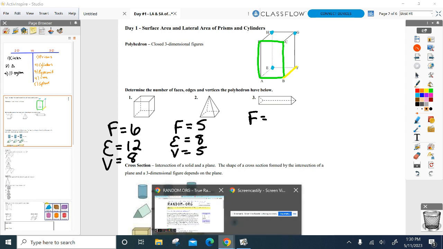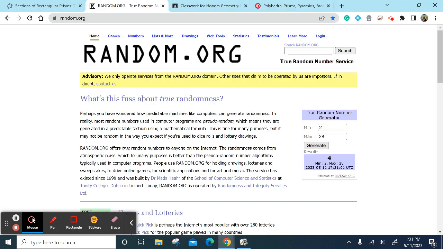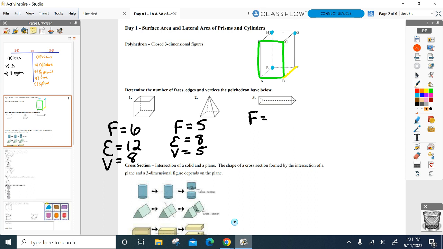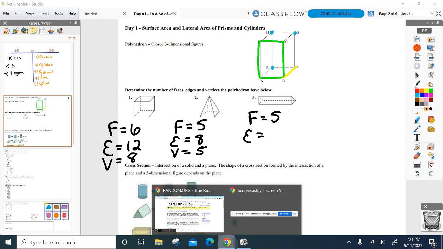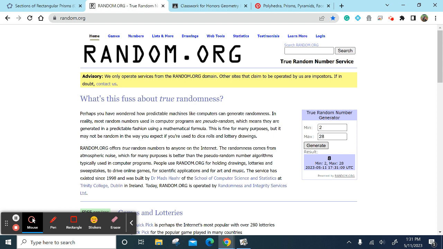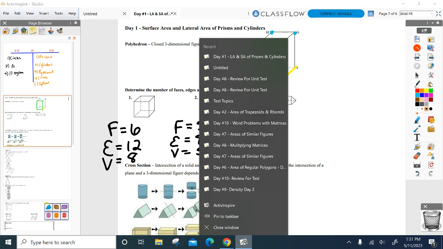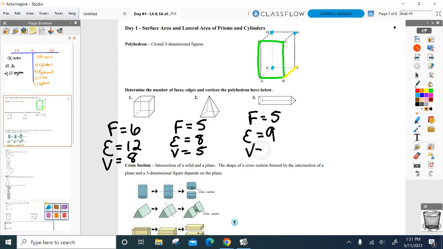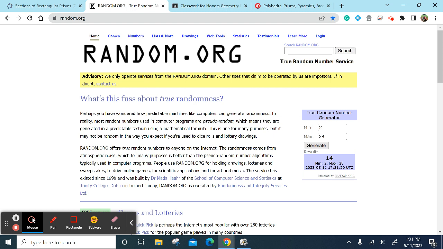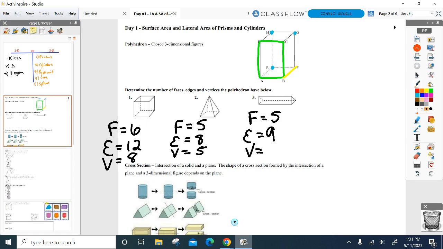How many faces on my triangular prism? 5. How many edges would I have on my triangular prism? 9. Got it. And how many vertices? 6 vertices. Now, I mentioned it's easy to double count an edge or a vertex.